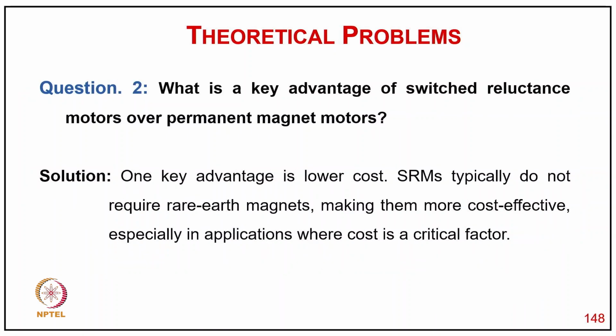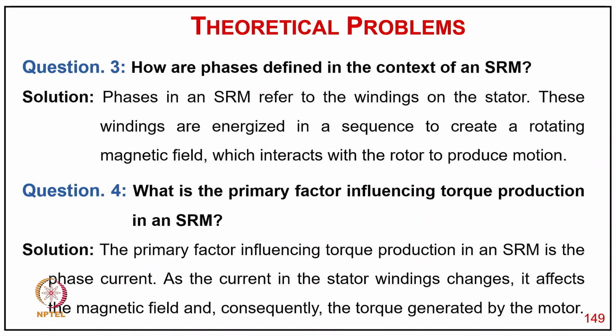Question 2: What is the key advantage of a reluctance motor over a permanent magnet motor? One key advantage is the lower cost, as a reluctance motor typically does not require a rare earth magnet, making it more cost effective, especially in applications where cost is a critical factor.